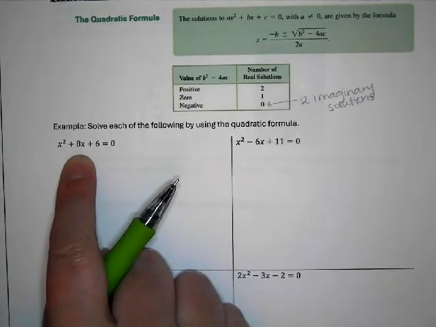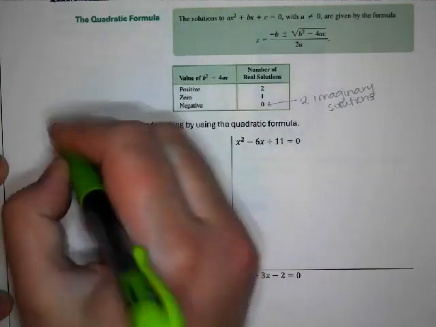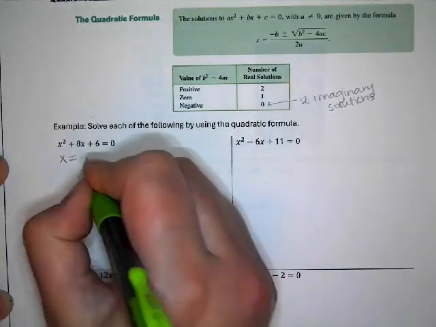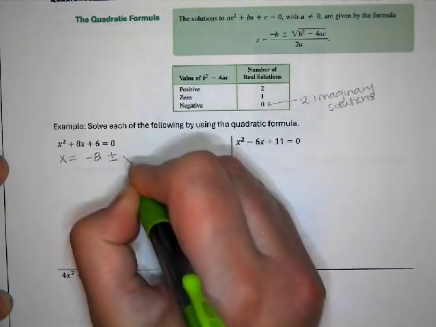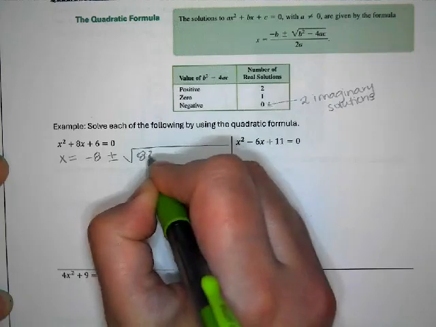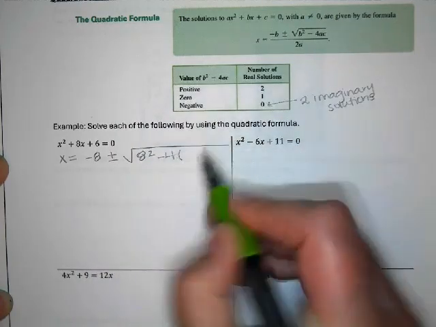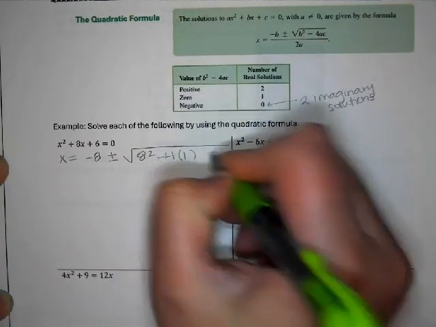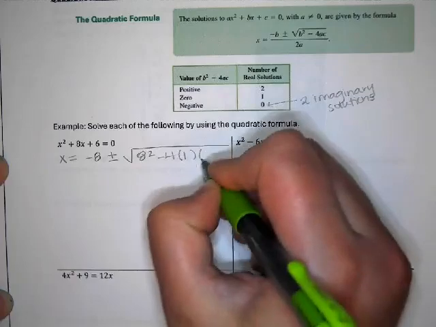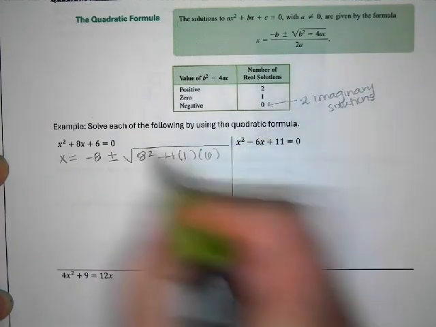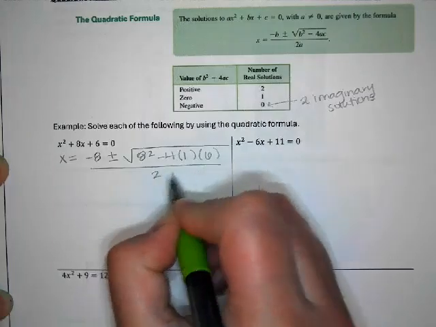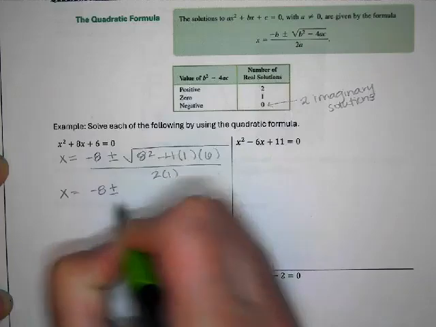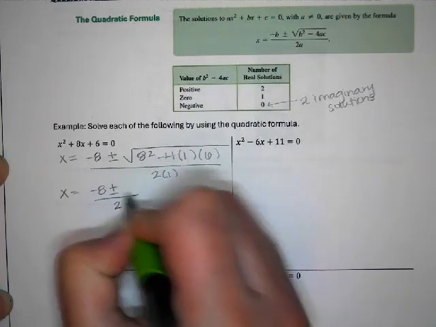It equals 0 already. So we're going to say x equals negative b, so negative 8 plus or minus b squared minus 4 times the a value. If that's the number in front of x squared, that's just a 1. 4 times a times c, the c value is 6, all divided by 2 times a. So when I simplify these, 2 times 1 is 2. I write the whole thing out like that.